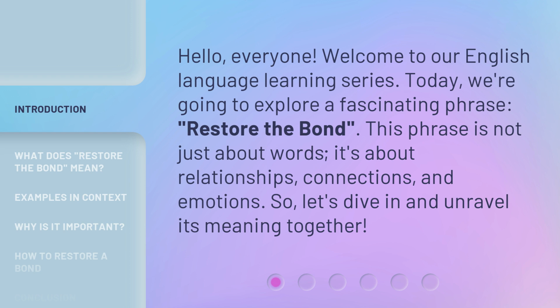Today, we're going to explore a fascinating phrase, restore the bond. This phrase is not just about words. It's about relationships, connections, and emotions. So, let's dive in and unravel its meaning together.